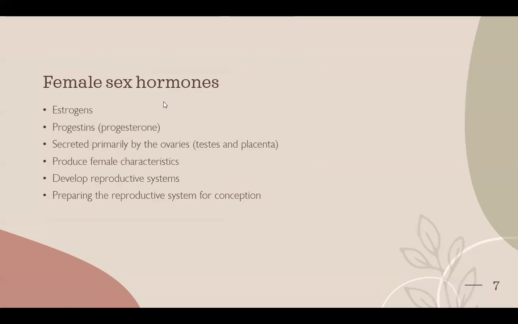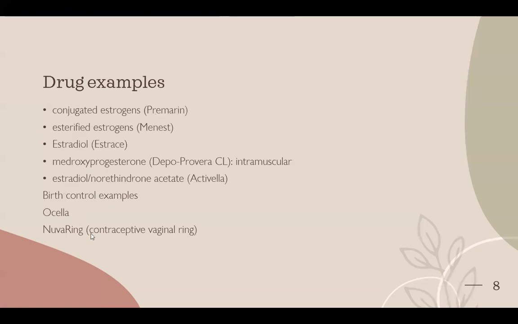For female sex hormones, there's a lot more to talk about, but we're going to very broadly say estrogen and progestins or progesterone. They're secreted primarily by the ovaries. They produce female characteristics. They develop the reproductive system, and they prepare the reproductive system for conception. Drug examples would be conjugated estrogen, Premarin, esterified estrogen, Menest, estradiol, Estrace. Birth control examples: Ocella, NuvaRing.